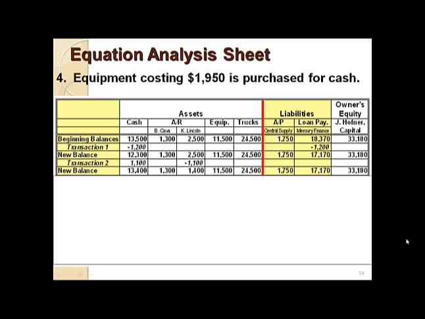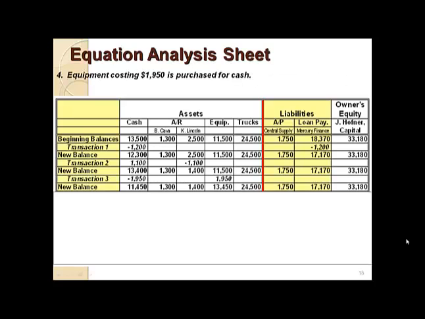The next transaction is equipment costing $1,950 is purchased for cash. What this means is that our company bought equipment and we paid it with cash. Now, cash is going to be decreased by $1,950 because it's the money that's going out, and our equipment is going to be increased by $1,950 because we're adding to that account. The transaction will look like this. Once again, we're going to add up our new balances at the very bottom and ensure that we are in balance. So our left side is equivalent to our right side.